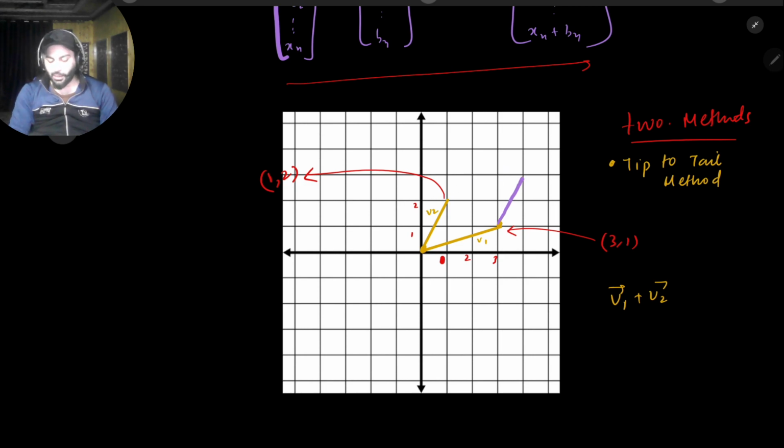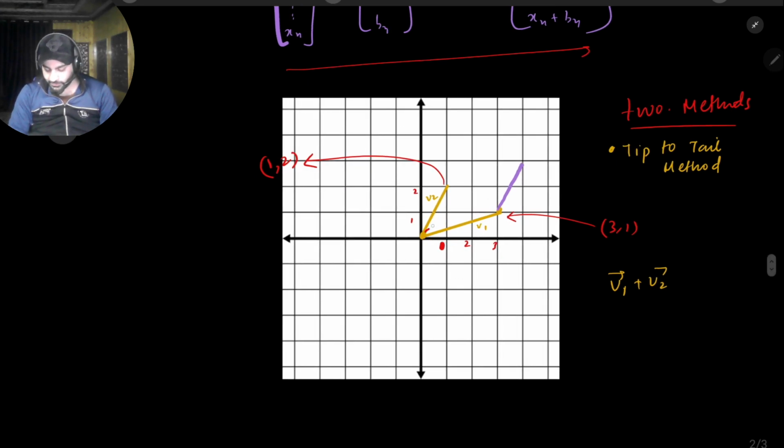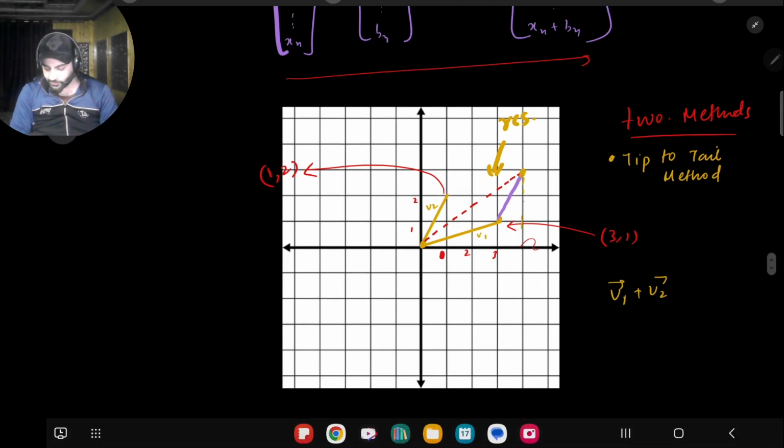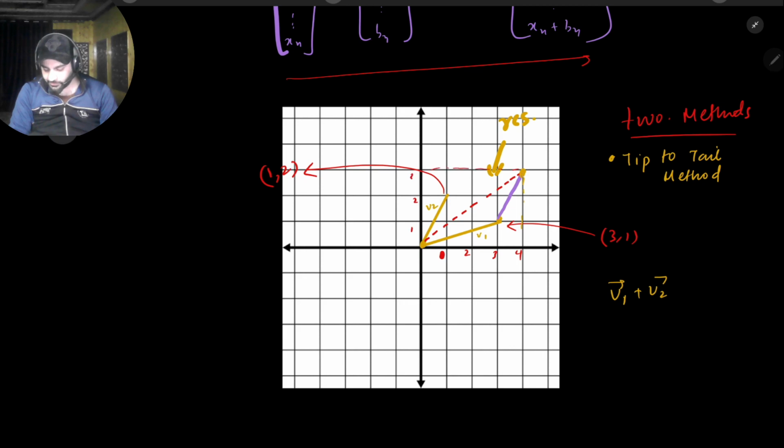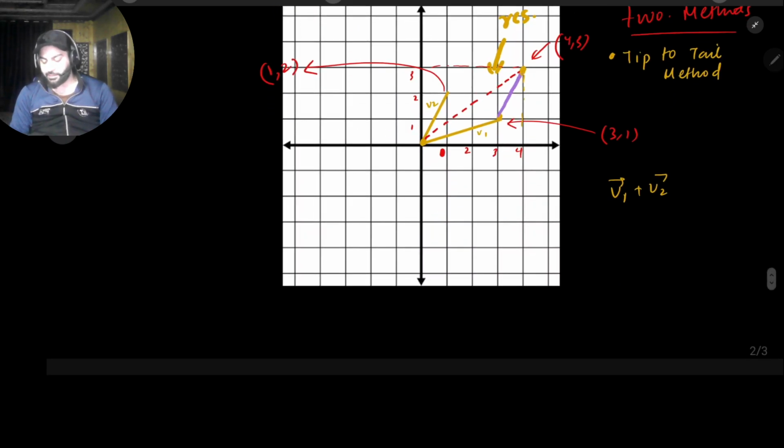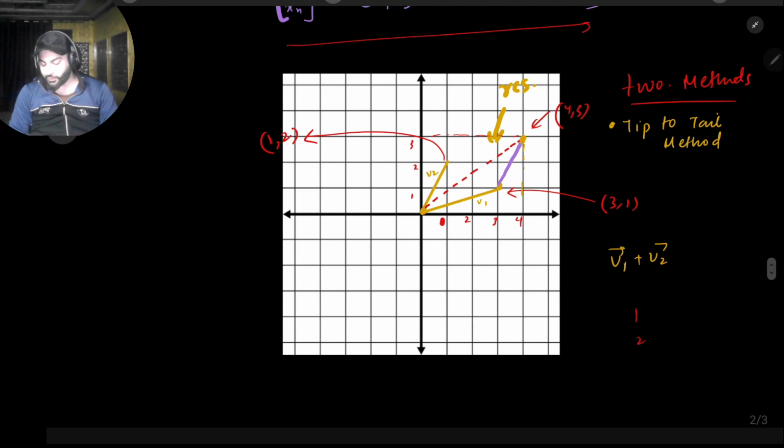Now I'll go from the tail of the first vector to the tip of the shifted vector. This vector, which I have drawn in dotted lines, is the resultant vector. What are the coordinates of this point? The x coordinate is 4, and dropping a perpendicular, the y coordinate is 3. So 4 comma 3 is the resultant if you see it graphically. Mathematically, we had the vector 1 comma 2 added with 3 comma 1, which is 4 comma 3 component wise.